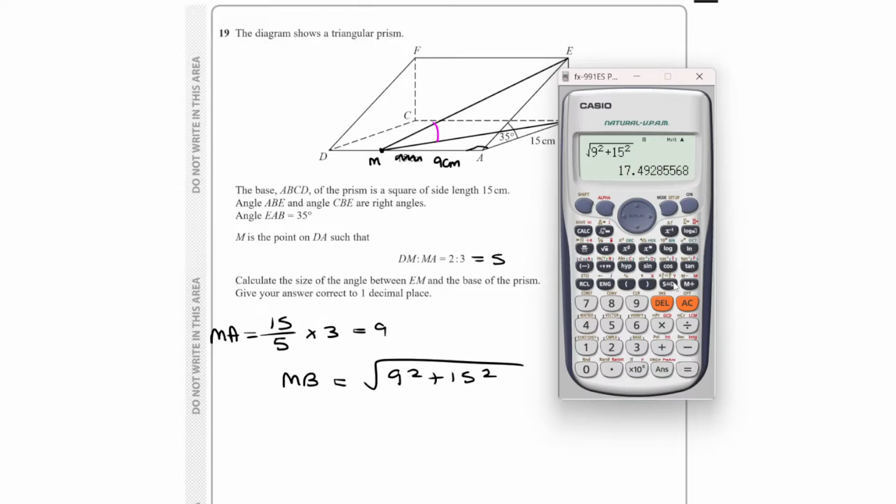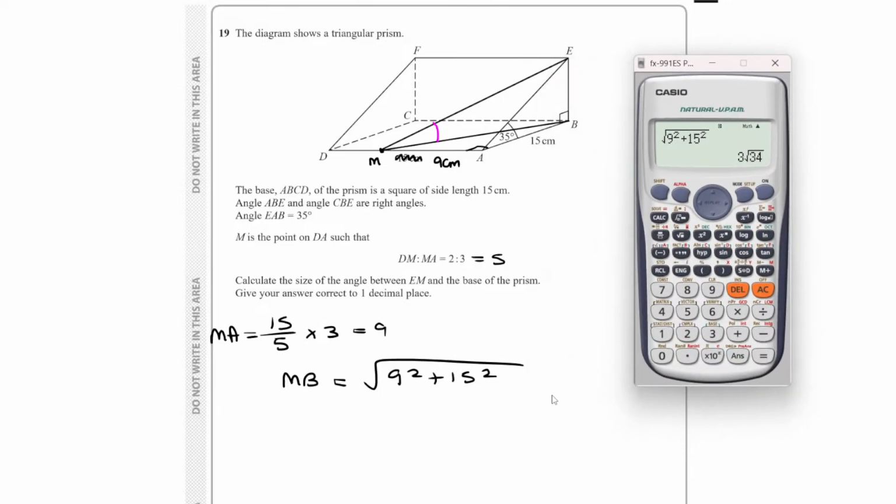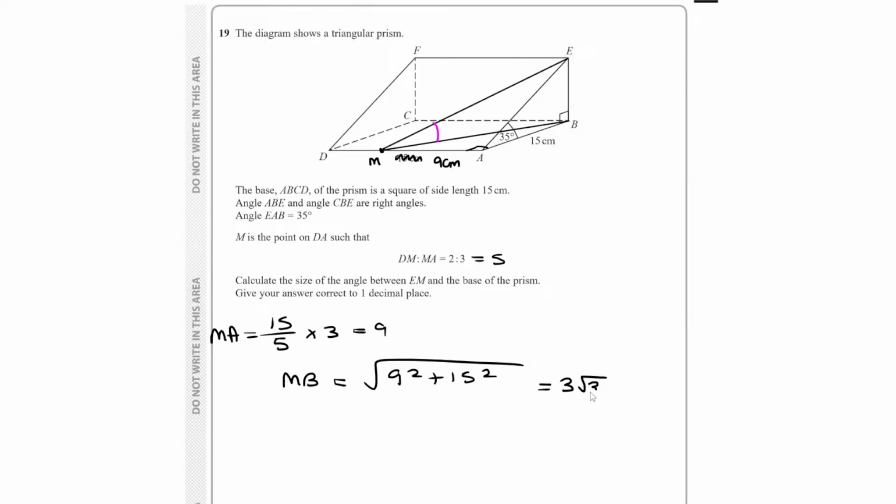Now it is a decimal, so what I'm going to do is just leave it in the surd format so that it is exact. 3 root 34. Just so I don't round it too soon. So I now know this line here, 3 root 34. Now what else can I find out?